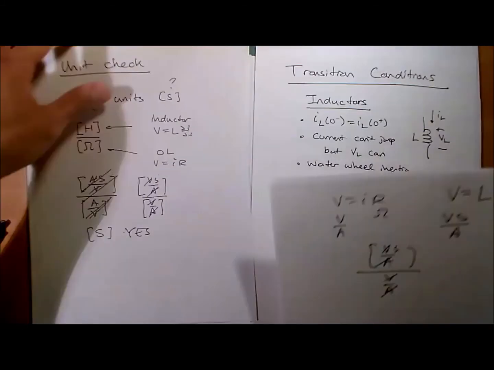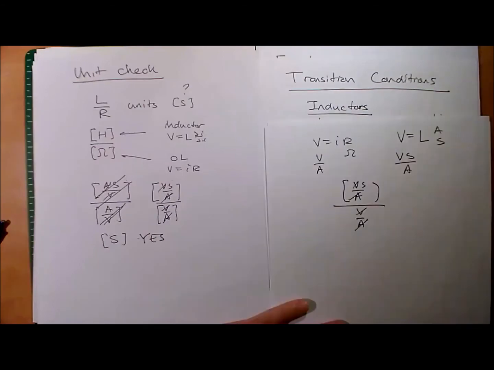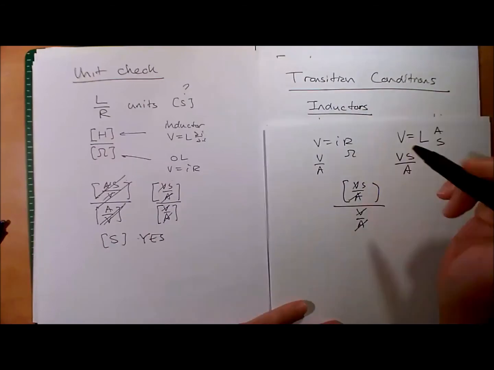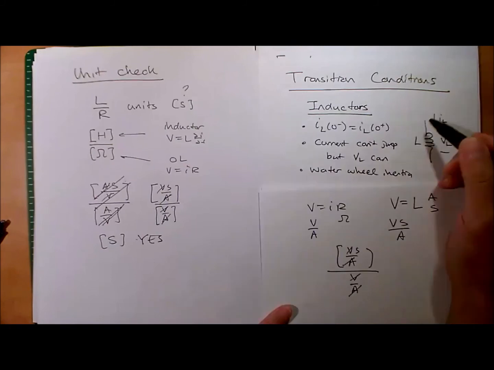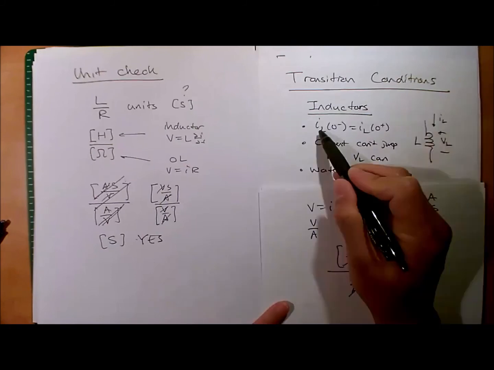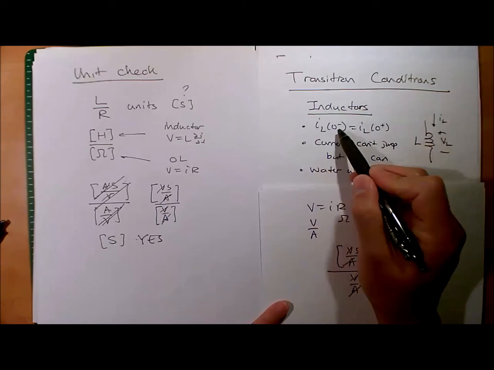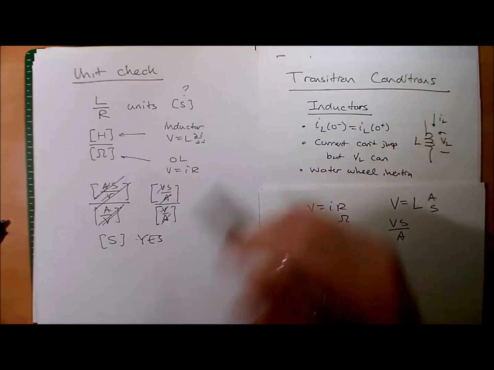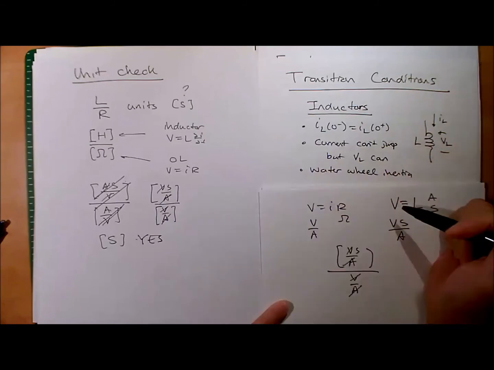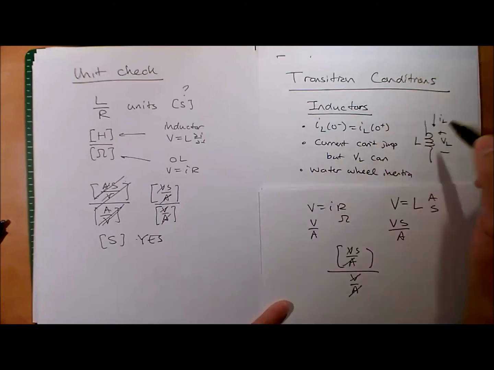All right, so what do we have here? I want to highlight the transition conditions. I mentioned before that the current in an inductor can't jump. So let's just be explicit. If you have an inductor, the current before the transition must equal the current after the transition. The current can't jump in an inductor. It can jump in a resistor. It can jump in a capacitor, but it can't jump in an inductor.